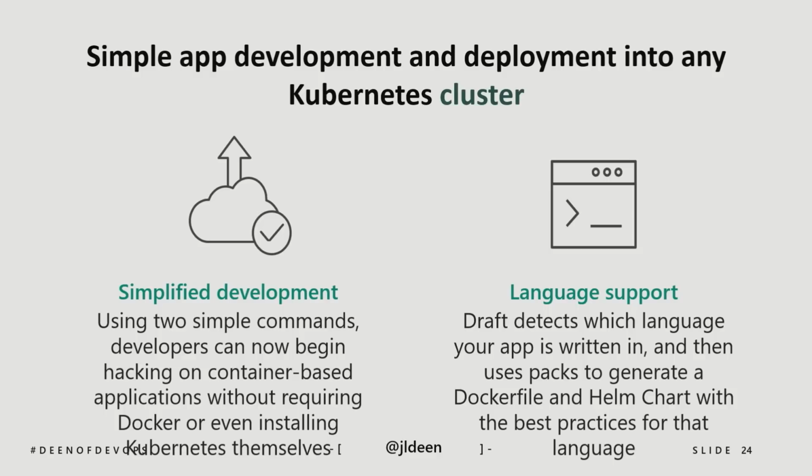So using just 2 commands, I can get started and get a template for my Helm chart that I can use for my application. I can then get started with a Docker file, and I can make the adjustments per my application. It's automatically going to detect which language I'm writing in.